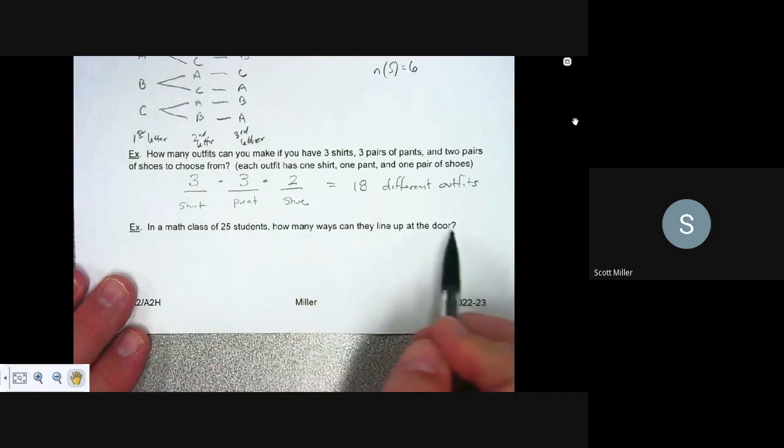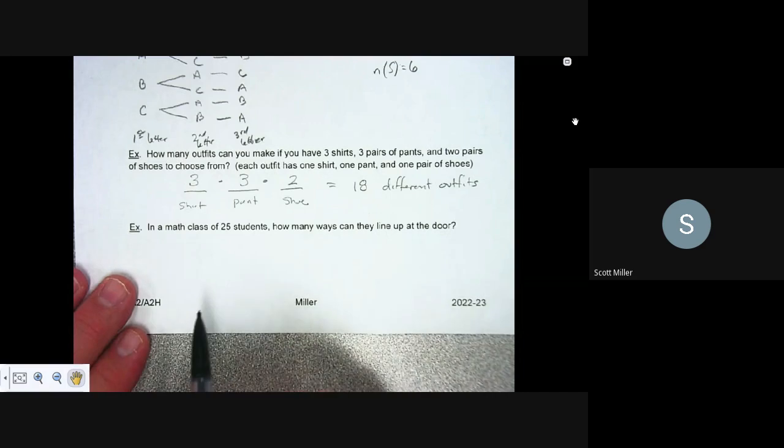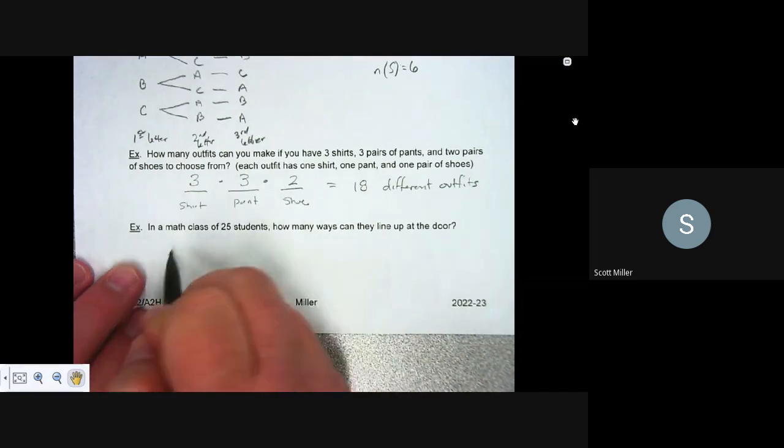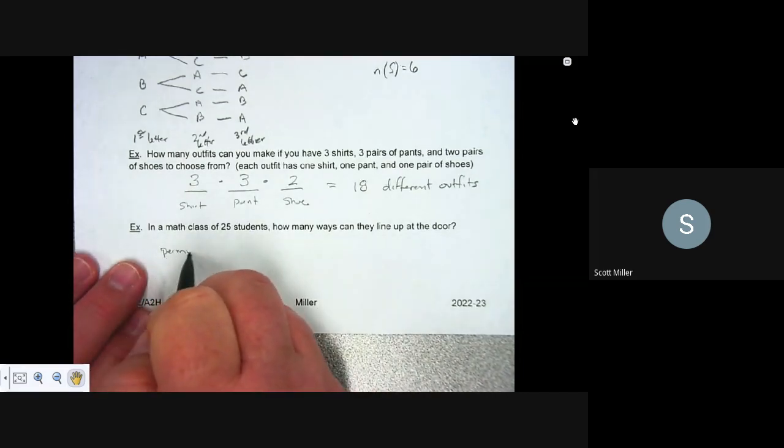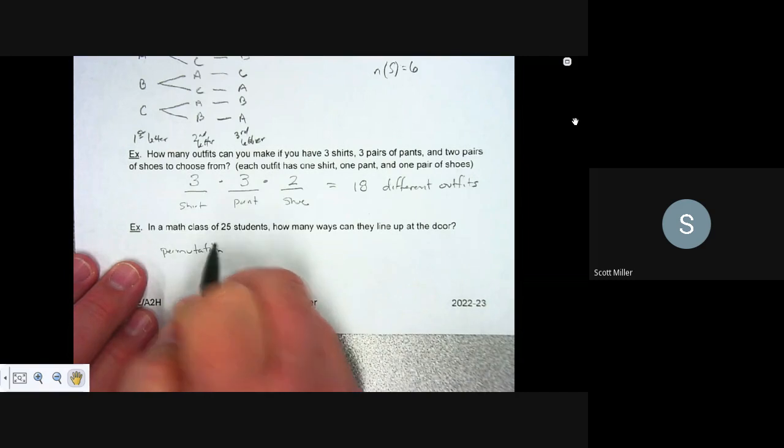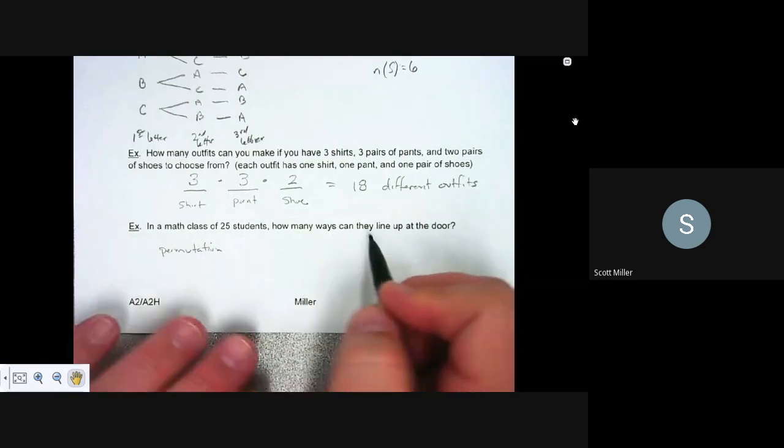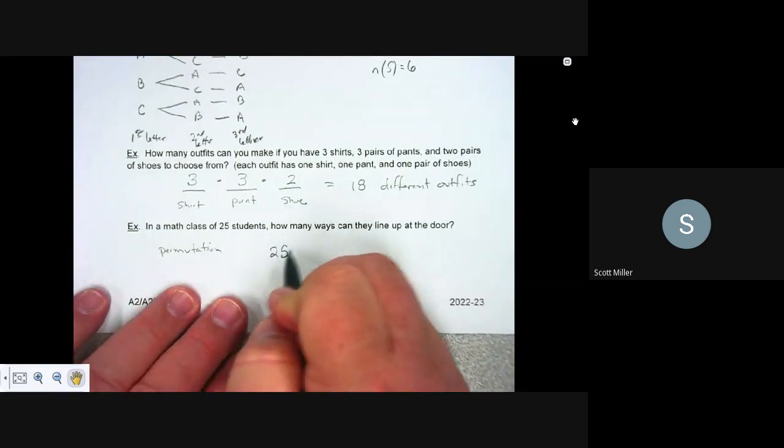Lining somebody up at the door is an ordering. So this is an ordering of 25 people. So this is a permutation, which means the number of ways I can line up at the door is 25 factorial.